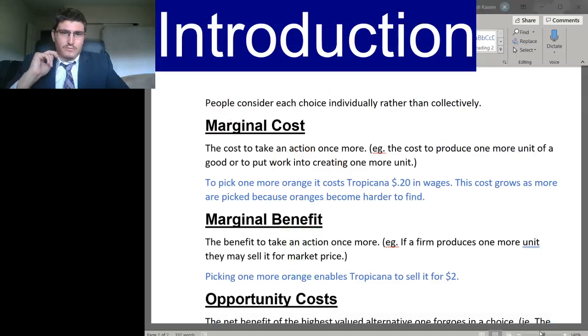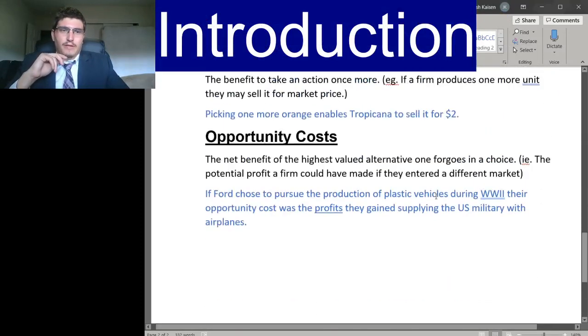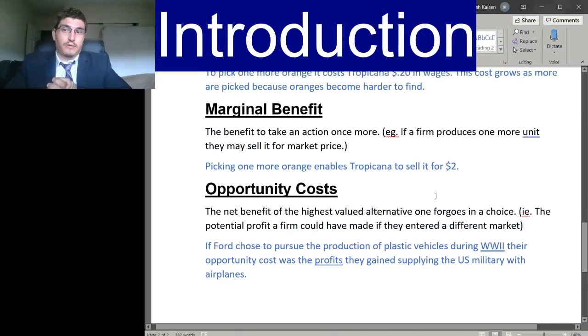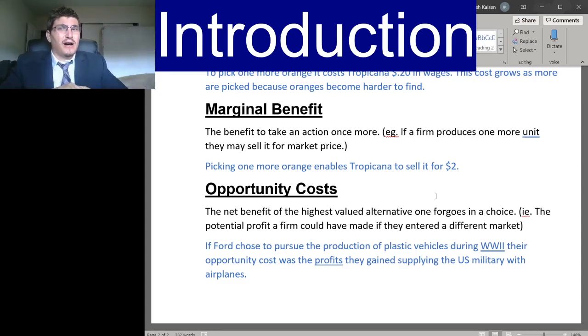So back to our Word document here. Now the last thing we're going to talk about in the introductory section, this is a really, really important factor. It's going to come back again and again in the course, as will the marginal benefit and marginal cost concepts. This is opportunity cost. This is something that we all actually innately understand to some degree or another. We quantify it in economics, and we're very specific in how we do that. So opportunity costs are going to be the net benefit of the highest valued alternative one forgoes for a choice.